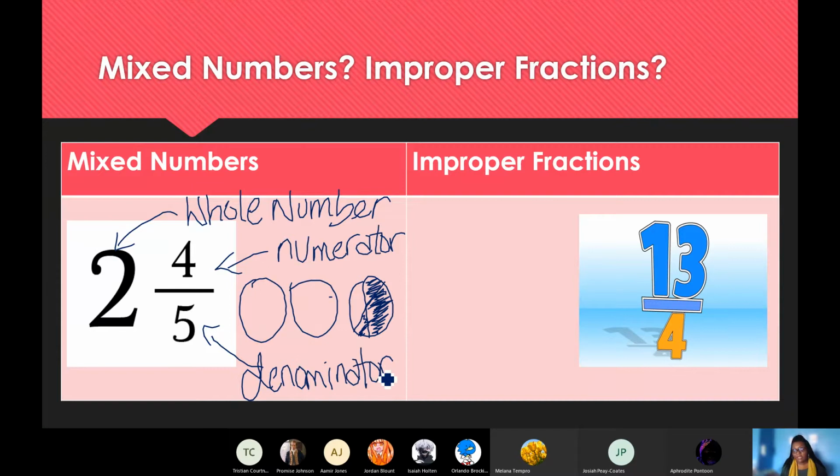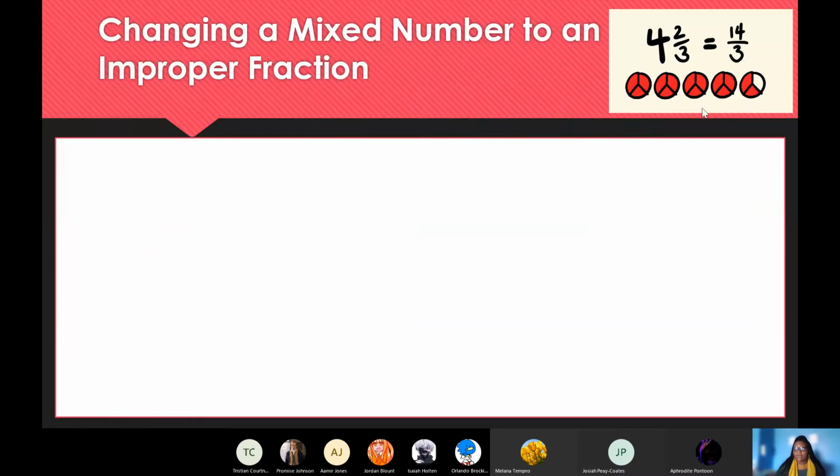An improper fraction is when my numerator is larger than my denominator. So today, before we even start multiplying fractions, we're going to find out how we transform a mixed number into an improper fraction. We'll have to know how to do that before we start multiplying mixed numbers with fractions. Remember, this lesson is being recorded if I've gone too fast.